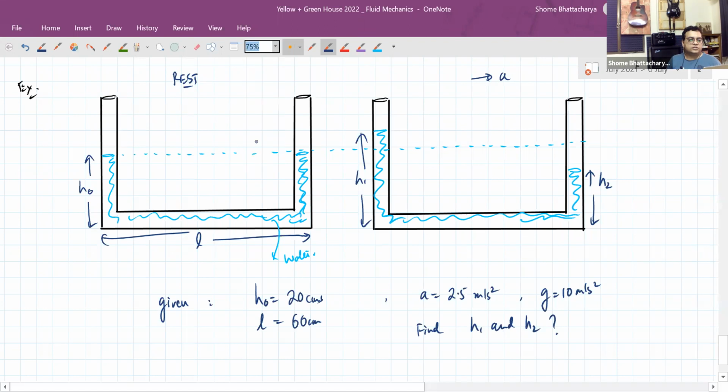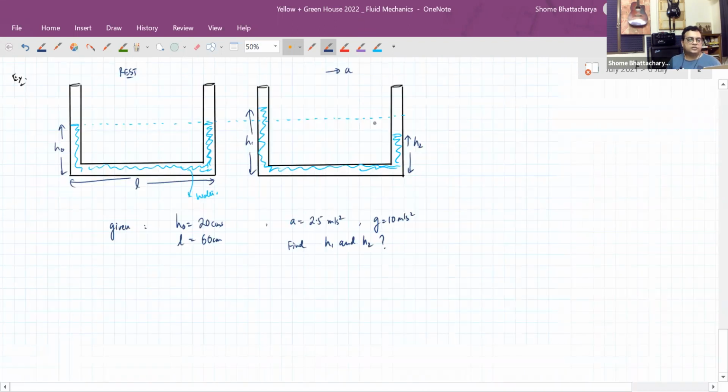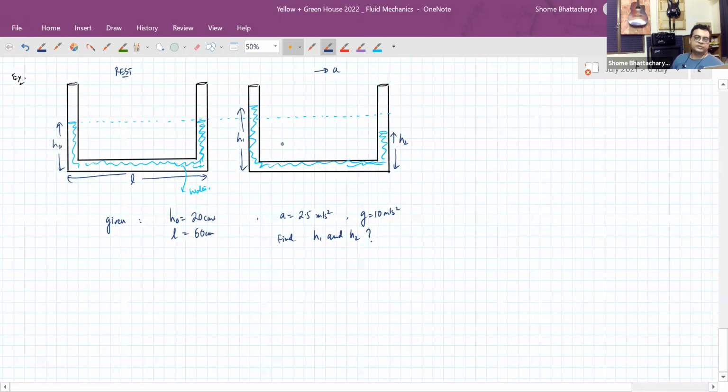So just try out this question. Assume that the tube is uniformly thick, its cross-sectional area is uniform everywhere, and the radius of that cross-section is quite small in comparison to the length L and h1, h2, etc.